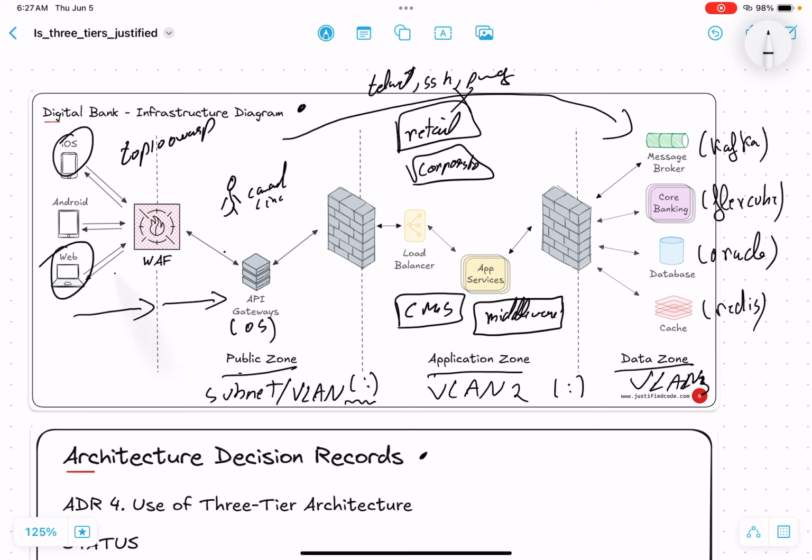When we say WAF, the most used one in the banking sector is F5. You have Citrix as well, if you want an interim solution from a price perspective, because F5 is the most expensive. You also have Barracuda, Qualys, etc. So that's the main idea, guys, of having a three-tier architecture. Now this is the decision taken from the diagram here.